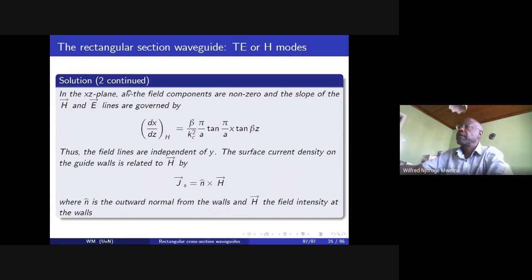In the XZ plane, all the field components are non-zero, and the slope of the H lines is governed by dx/dz of H equal to beta by kc squared, pi by a, tangent of pi by a x, tan beta z. Thus, the field lines are independent of y, and the surface current density on the guide walls is related to H by Js equal to n cross H. That is the discontinuity condition on a perfectly conducting surface, and n is the outward normal from the walls, pointing into the guide at each corresponding wall.